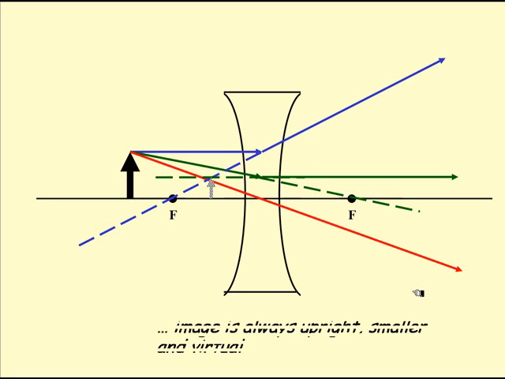Notice that in this case, the image is upright, it is smaller, and it is virtual. And this is the case for all images that are produced by concave or diverging lenses. And again, this is the type of lens that you would use if you were nearsighted. It is a little bit thin in the middle and thicker on the edges.